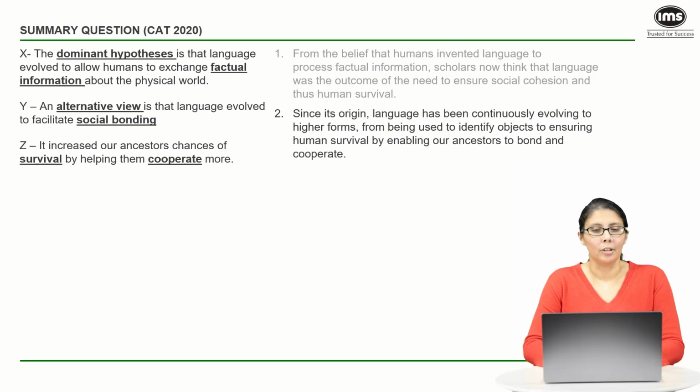Now option 2, since its origin, language has been continuously evolving. Till here, it's fine. There is no problem. After that, however, there is a problem. Continuously evolving to higher forms. Now, none of our points X, Y, and Z mention evolving to higher forms anywhere. Option 2 therefore should be eliminated right there.